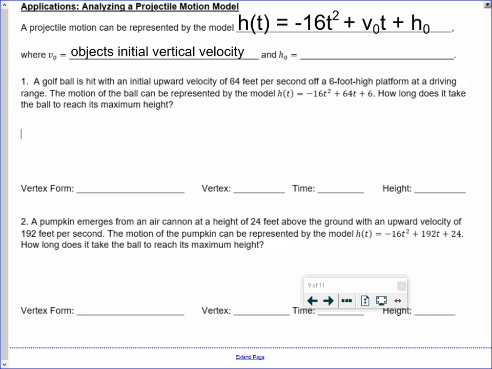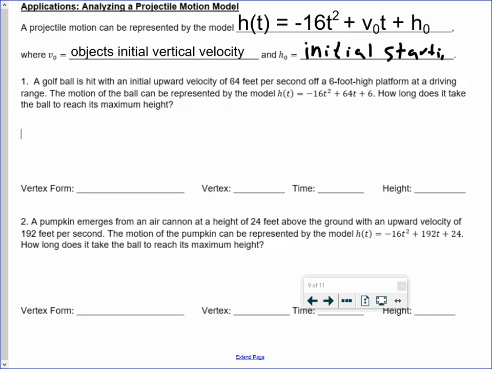Well, h of 0 is the initial starting height. Okay? It's the initial starting height. Okay? So let's go ahead and read this problem and try to solve it.